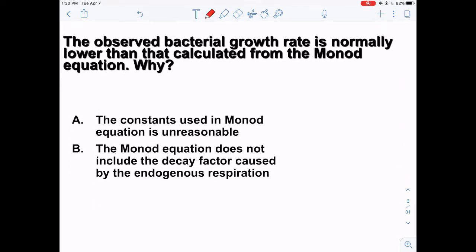So let's do a quick question here. For an activated sludge process, people observe that the bacterial growth rate is normally lower than the calculated values from the Monod equation, and it's asking why. So we need to mention that for the Monod equation, we don't consider the decay of the bacteria. And because of that, we need to choose B here, because the Monod equation just considers the growth rate as a function of the food supply. So it doesn't consider any death of the bacteria or microorganisms.